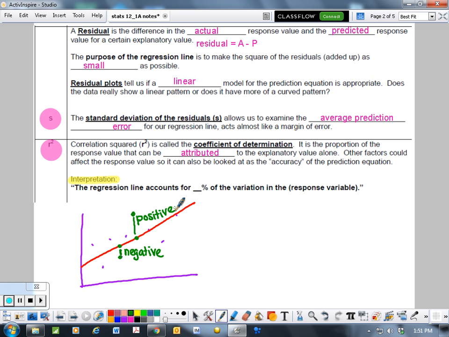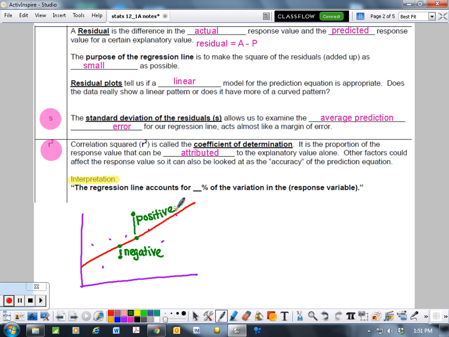The purpose of a regression line is to make the square of those residuals added up as small as possible. Why? Because when you add up all the residuals, you end up with 0, because that's how we get that line of best fit. So instead of making our residuals add up to 0, we're really looking at making the squares as small as possible, because we're going to have some positives and some negatives.